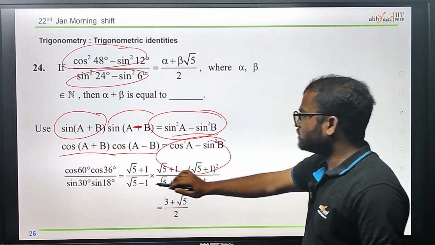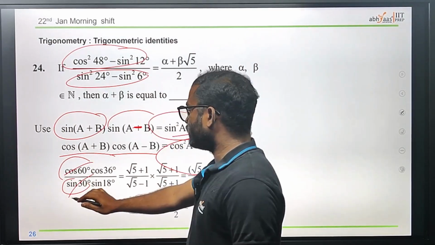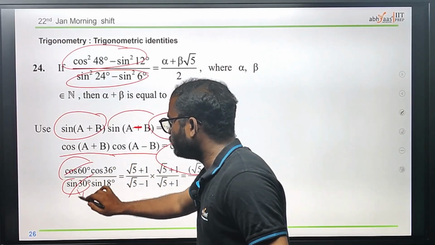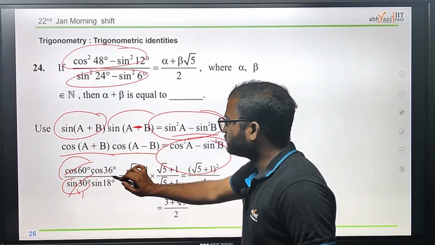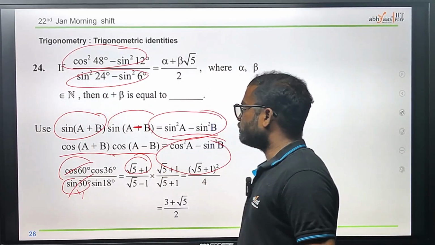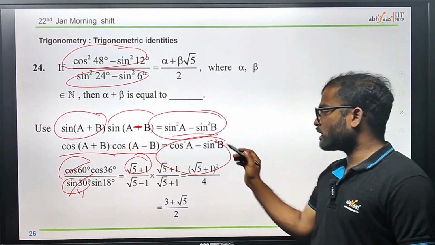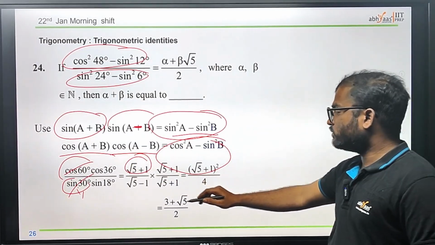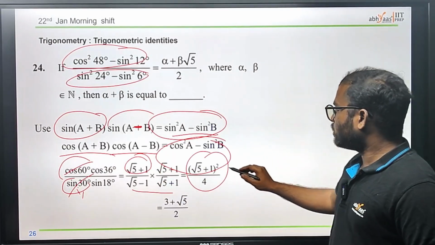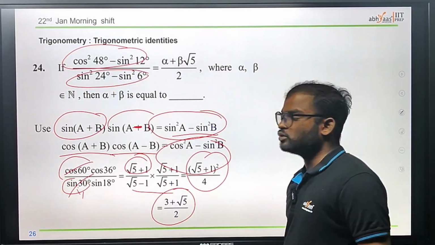If we see here, this becomes cos 60, and these both will be cancelled, since cos 60 is nothing but 1/2, and this will also be 1/2. The 1/2s cancel out. We get cos 36 and sin 18 degrees. We know cos 36 is (root 5 plus 1)/4, and the denominator is (root 5 minus 1)/4. Cancelling the 4, we do the rationalization, and we get the whole square. After doing that, we get (3 plus root 5)/2.